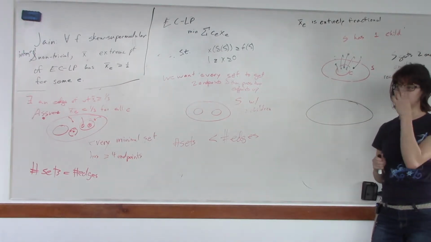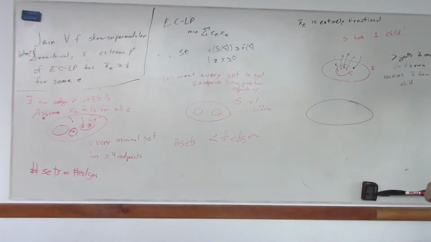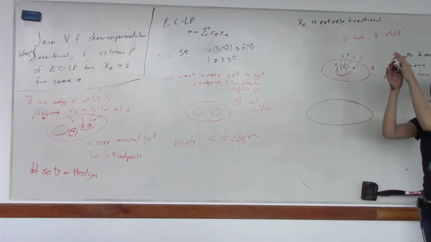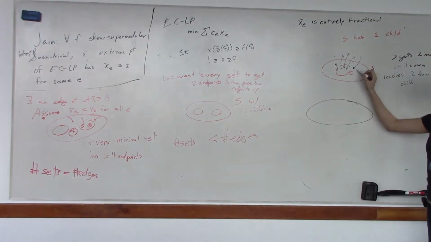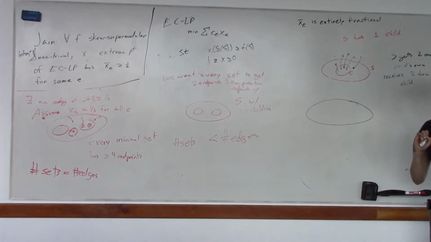Can you repeat why that set can pass 2 points up? That's the 2 points in S. So every set always passes 2 up. Yes, so C passes 2 up to S, and S has 2 endpoints of its own.